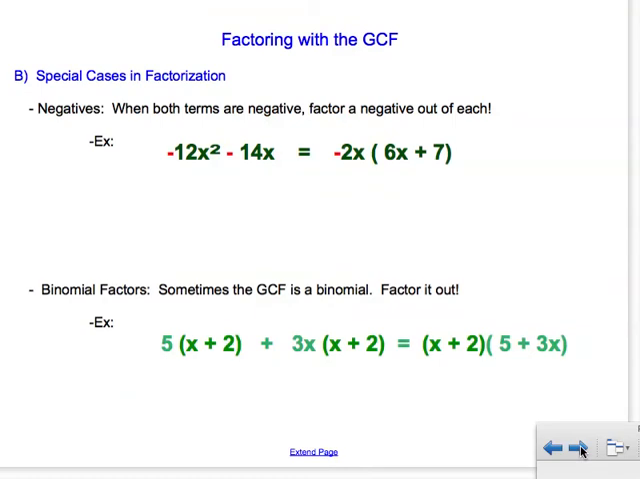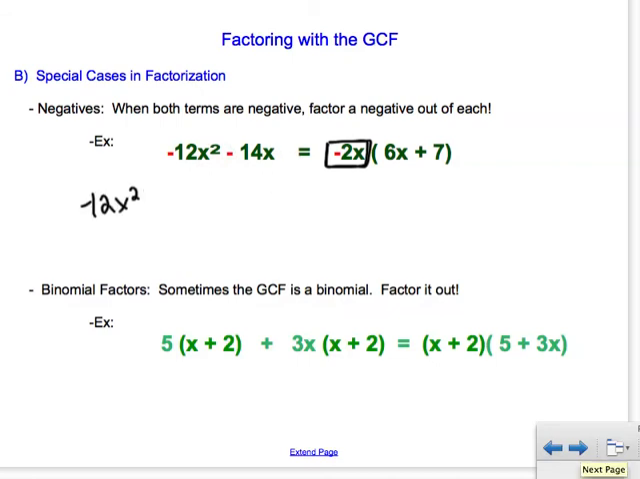Okay, so now we're going to talk about some special cases. If you are looking at this example problem here, and both of your terms are basically negative, you have negative 12x to the second and negative 14x. You want to pull out a negative 2 on both of those as far as its greatest common factor, and then also the x. Okay, so I'll write this out to make it nice and clear.